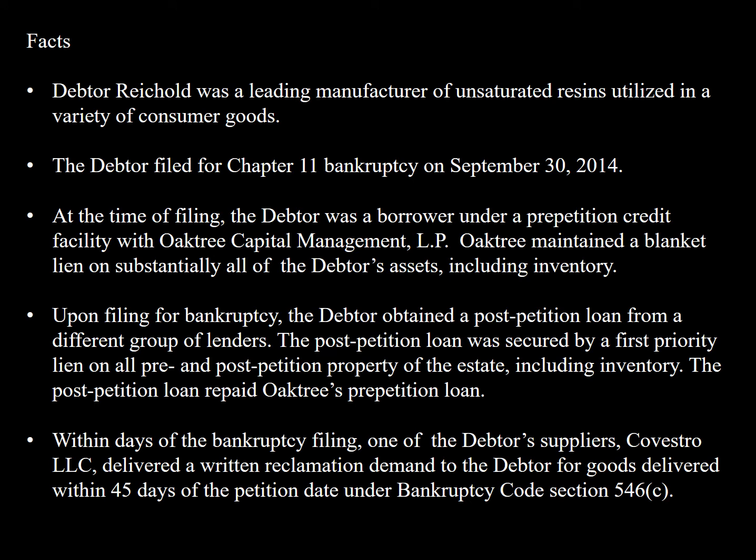So in this fact pattern, the debtor had a pre-petition loan with a security interest on all the assets. This loan was paid off in full post-petition with a debtor in possession loan, and the DIP replaced the pre-petition loan security interest with the DIP security interest. Before the DIP loan was in place, a creditor called Covestro made a 546(c) claim with proper notice. And the question was, well, does Covestro have an admin claim? Does it have a right to reclaim its goods, or was that extinguished when the DIP loan was finalized? So it's kind of a narrow holding.